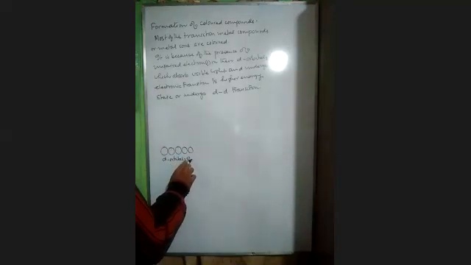Whenever transition metals are forming compounds, see, these are the d orbitals of transition metal ions. We know all these d orbitals have the same energy. All of them are at the same energy. Now, a compound is formed by a metal cation and an anion.